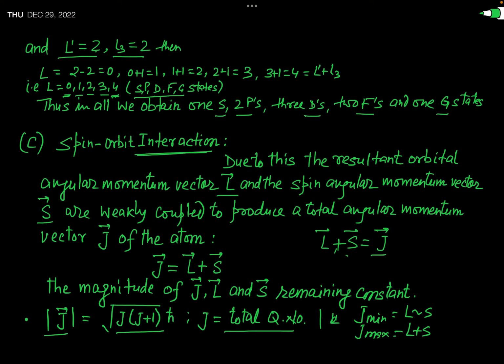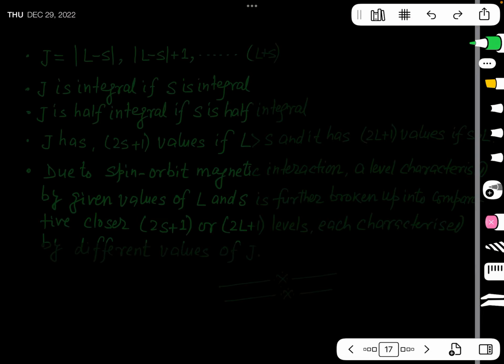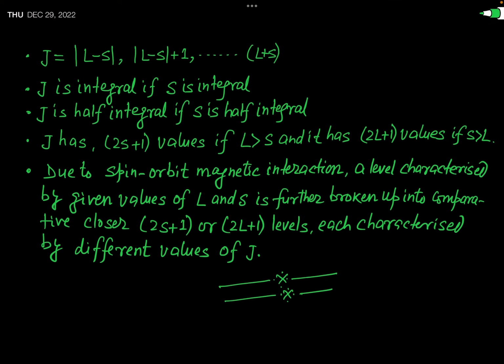Okay, and all values of J will be from J minimum to J maximum, getting by adding successively 1. It means the difference of the 2 successive values of J will be equal to 1. So altogether there will be 2J plus 1 values. You can see that I have written here the value of J will be mod of L minus S, this is actually the minimum value, and mod of L minus S plus 1, this is the next value, and the last value will be L plus S.